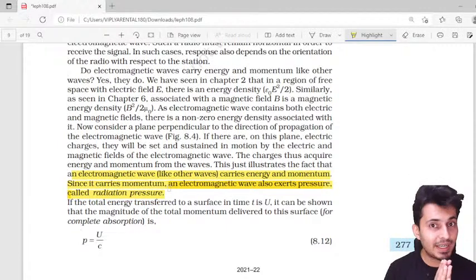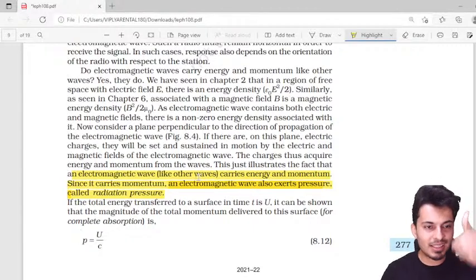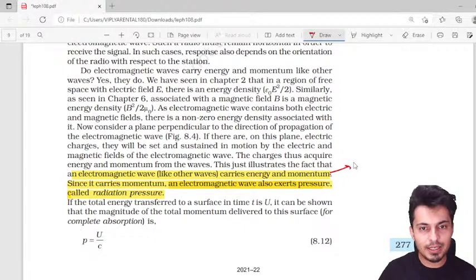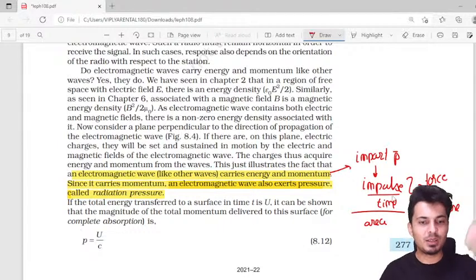What is pressure? Force per area. What is force? Change in momentum per time, or basically impulse per time. So that impulse per unit time, per unit area, is that radiation pressure. Okay, so keep this in mind. Very, very important. So I'll just mention over here: light carries momentum, so it can impart momentum, and because of that there can be impulse, and that impulse, per unit time, per unit area, is called that pressure. Because that top part is nothing but the force. Impulse per unit time is nothing but the force.